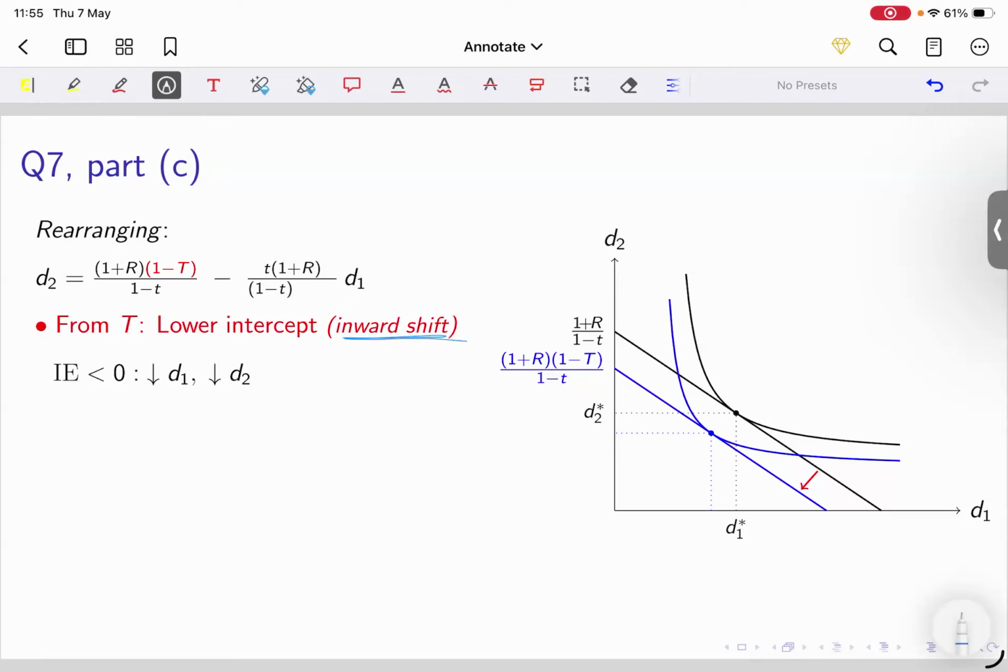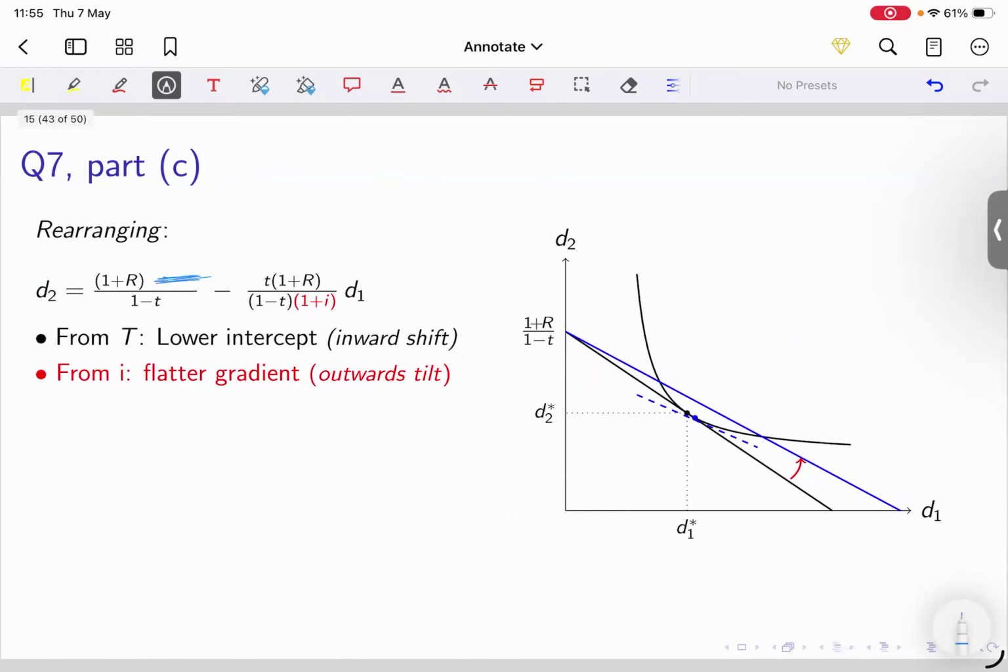Why do I highlight this? Because now I'm going to ignore the T effect and focus on the I. This is changing the gradient. As said, this becomes flatter. This is a tilt, and see the terminology here changes. Note, as said, I'm getting an interest on period 1. So here it means that I'm changing the relative price of D1 over D2.